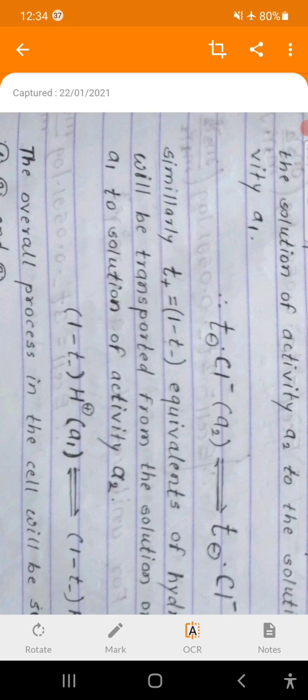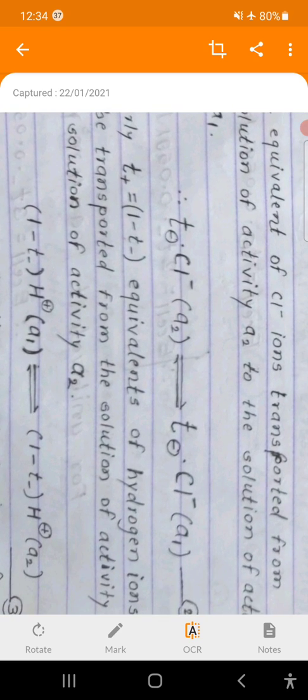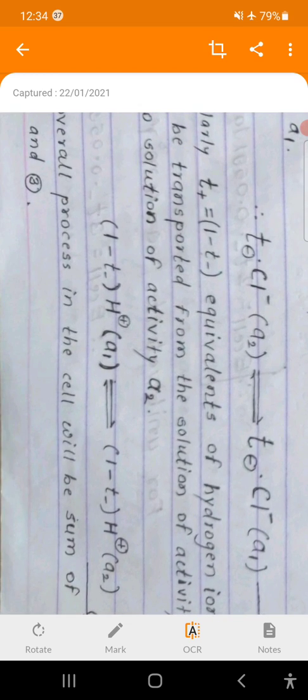The same passage is shown here in reaction form. t minus Cl minus ions having activity A2 migrate towards t minus Cl minus having activity A1, and 1 minus t minus of H plus ions having activity A1 is converted to 1 minus t minus of H plus having activity A2. Here we know that t plus plus t minus is equal to 1. The transference number of cation plus the transference number of anion is always equal to 1.